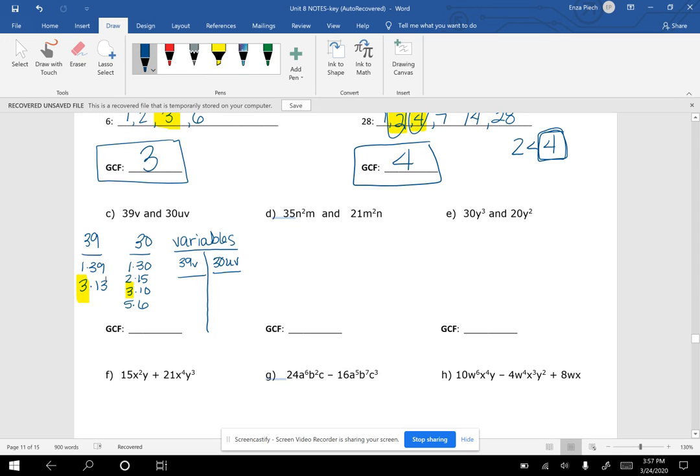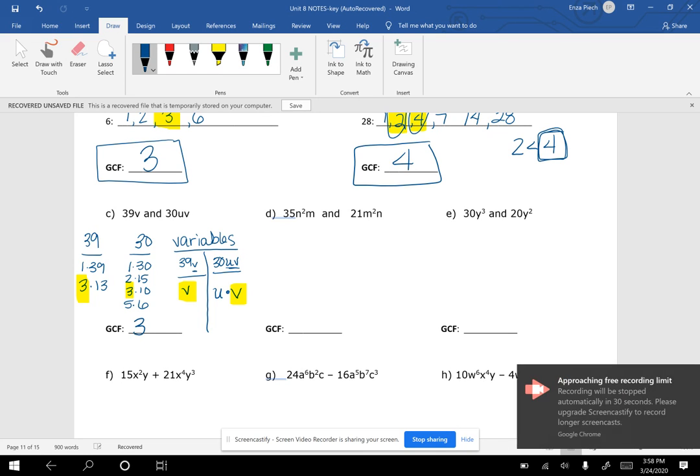So now what we need to do is look at these variables. If I look just at the variables here and here, I can list those out as a v and a u times v. What does that have in common on both sides? Just a v. So I know that the greatest common factor consists of a 3 as my coefficient and a v as my variable.